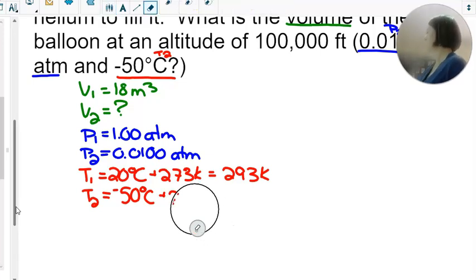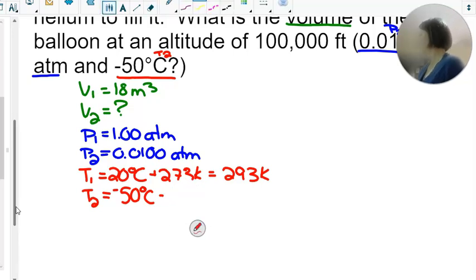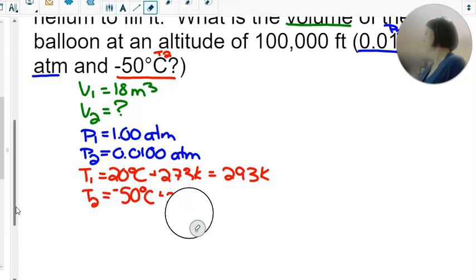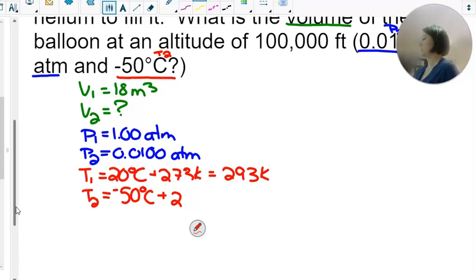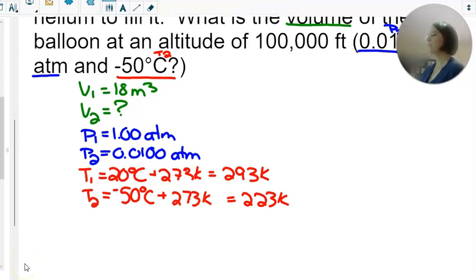Whew. It's a little bit rough right here. Okay, negative 50 degrees Celsius, adding our conversion, plus 273 Kelvin equals 223 Kelvin is T2.